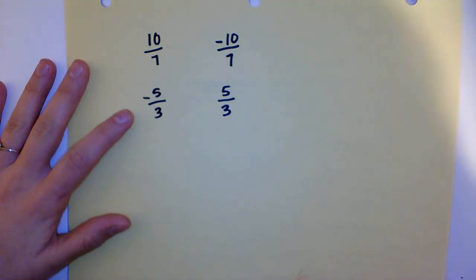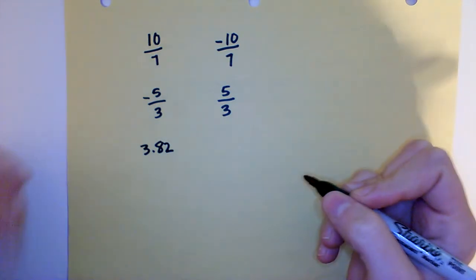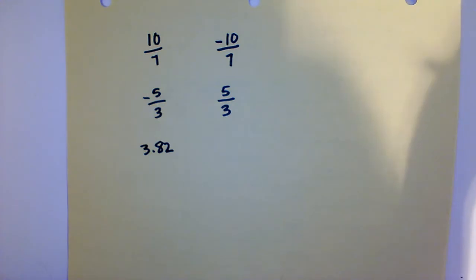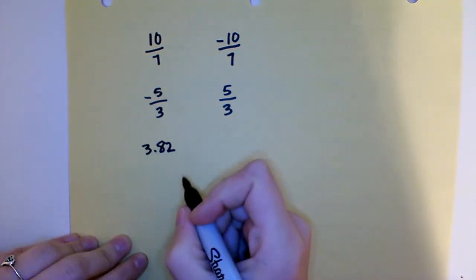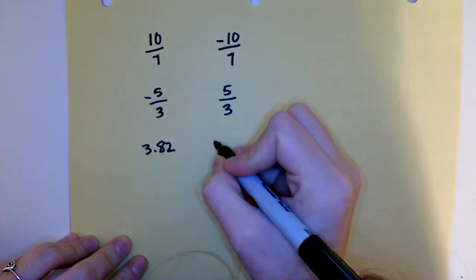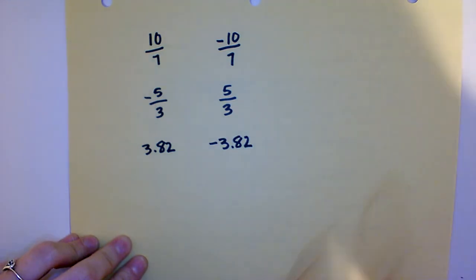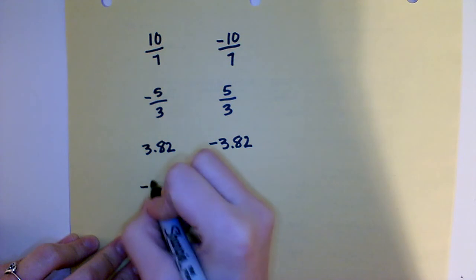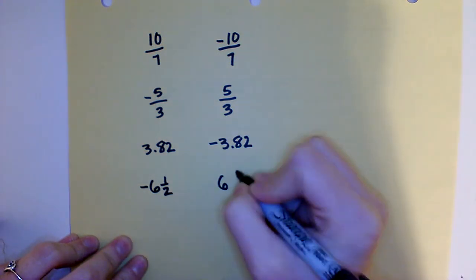Then our next number is 3.82. The same thing is true. If you have a positive, the opposite is a negative. And if you have a negative, the opposite is a positive. Just because these numbers look different doesn't mean any of that changes. So we have +3.82. The opposite is -3.82. And lastly, we have -6.5. So the opposite of this is +6.5.